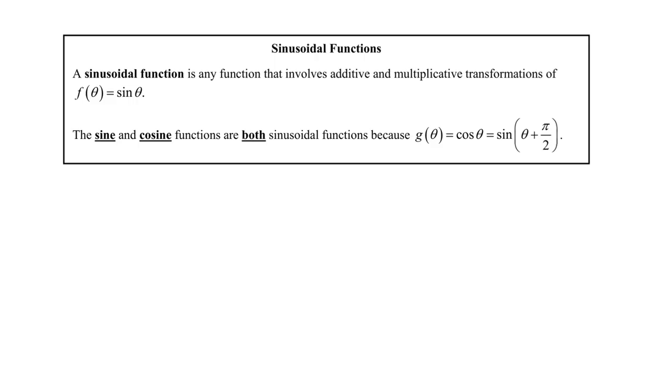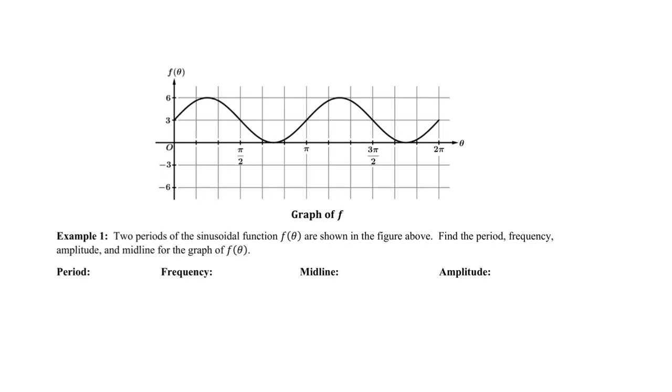If we're dealing with just the sine function or just the cosine function, we don't really worry about it. But if it has any kind of plus signs or minus signs or numbers being multiplied, then we consider them sinusoidal functions. For example, this guy. He doesn't meet the normal f of theta equals sine theta or f of theta equals cosine theta. It starts at 3 and goes up, and it doesn't go down in the negative. So there's definitely some things going on here. So let's figure out what these four things are.